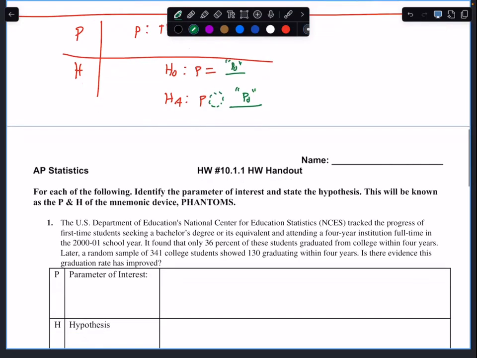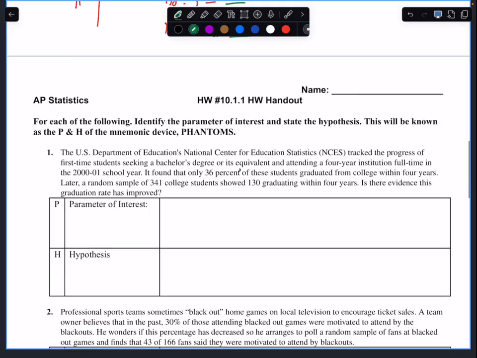All right, first question. The U.S. Department of Education's National Center for Education Statistics tracked the progress of first-time students seeking a bachelor degree or equivalent and attending a four-year institution full-time in the 2000 to 2001 school year. It found that only 36% of those students graduated from college within 4 years. Okay? So this 36% right here is p0. That's the claim. That's what they found out.